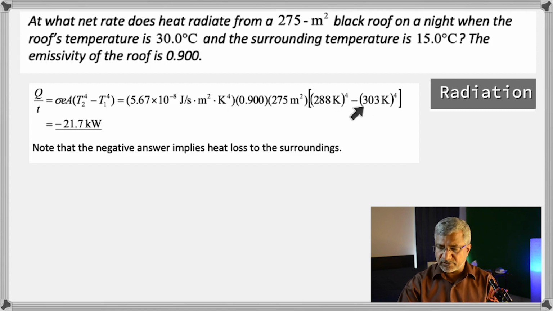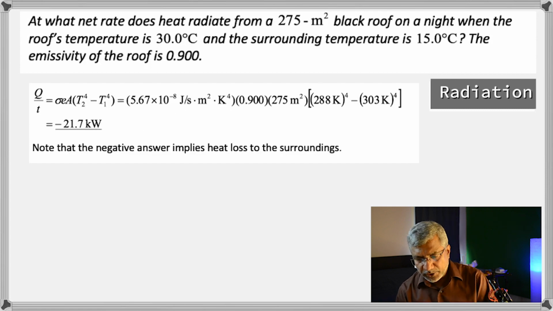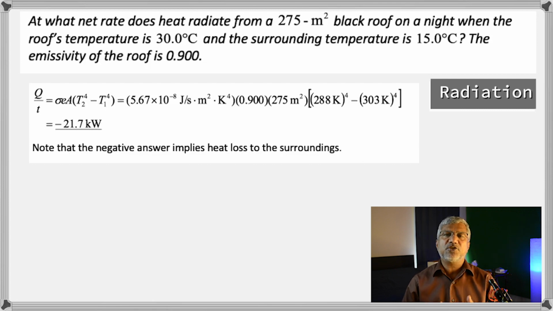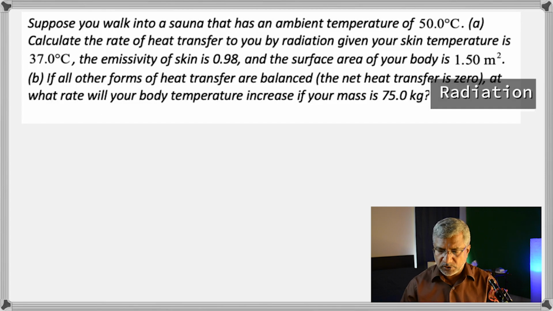But write this down. Just find this first and write it down, and then multiply with these quantities, and you would get 21.7 kilowatts. The negative there is just to show that it's losing heat. Okay, it's losing heat, so that's why the negative comes in there. That's specifically mentioned. So that is the problem in radiation. Let's go to number 11.